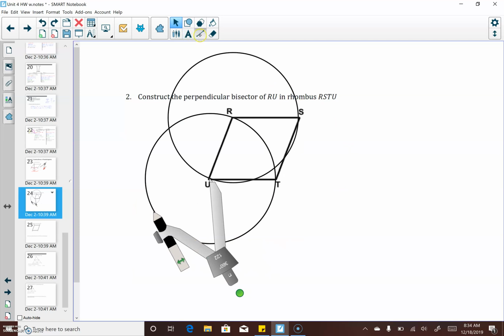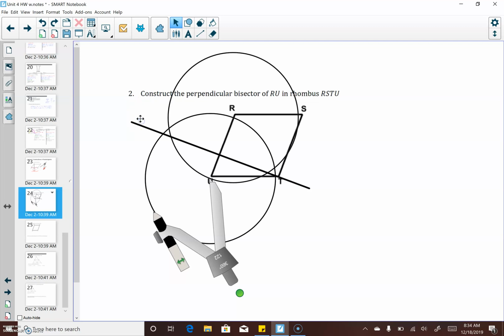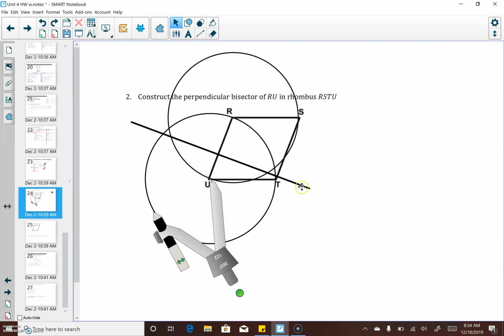And then in order to make our perpendicular bisector, we're going to draw a line that connects our two intersection points. So it's going to take me a second here to just grab this line and slide it so that it intersects perfectly. And there we go. Now we have our perpendicular bisector through side RU.